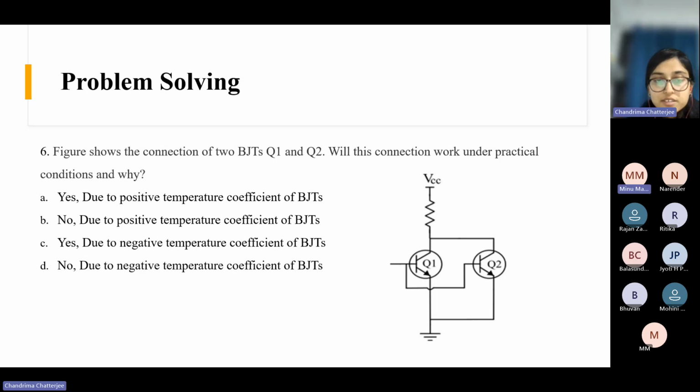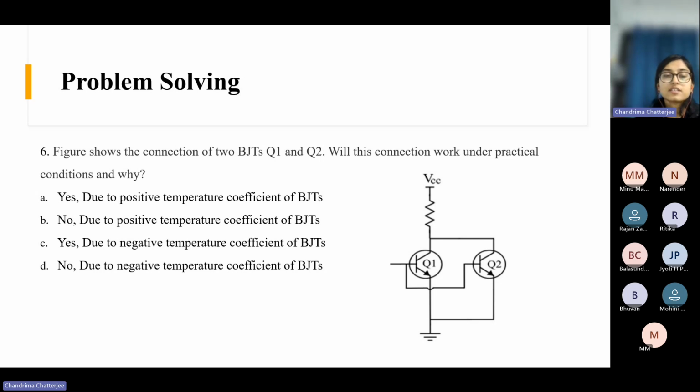Sorry, can you repeat? Yeah, the option is D, I guess. Yeah, correct option is D. Can you say why? What is the reason? What will happen is the effective temperature, even though it is shown as identical, there will be some difference. So if one temperature rises, then that current rises and it becomes a positive feedback. Yeah, right. You are absolutely right.